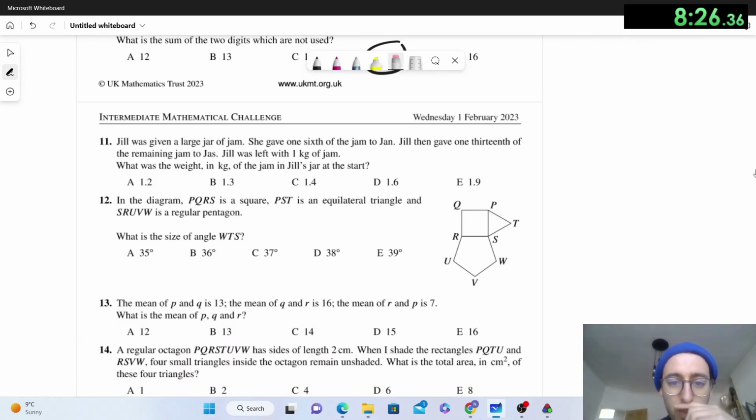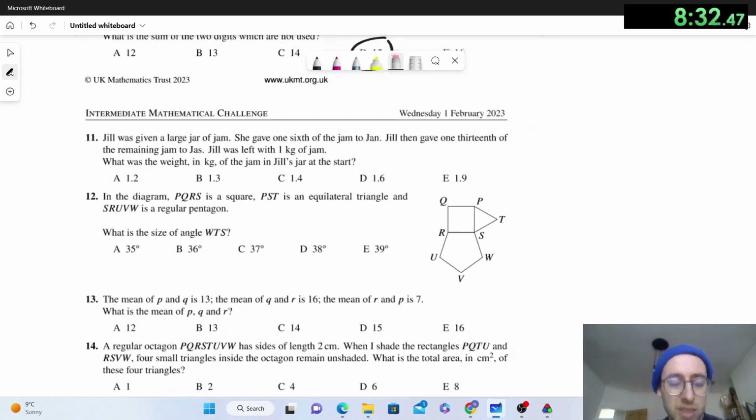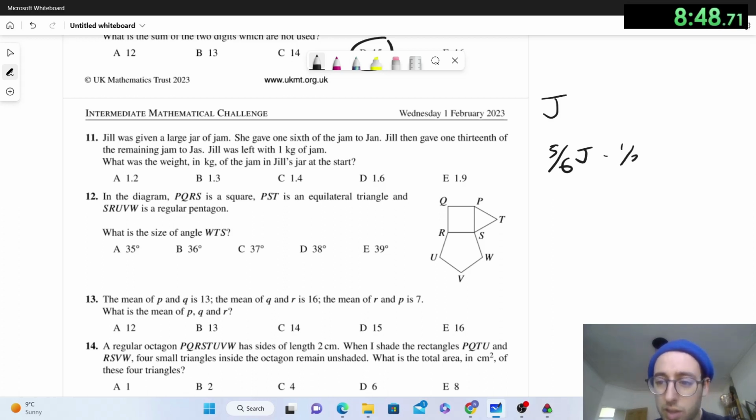Jill has a large jar of jam. She gives 1/6 of the jar to Jan. She then gives 1/13 of the remaining jam to Jazz. Jill was left with 1,000 grams. Okay, so we start with jam, J. And then she gave 1/6, so we have 5/6 of J. That's what's left. And then minus 1/13 of J. And that equals 1,000 grams.